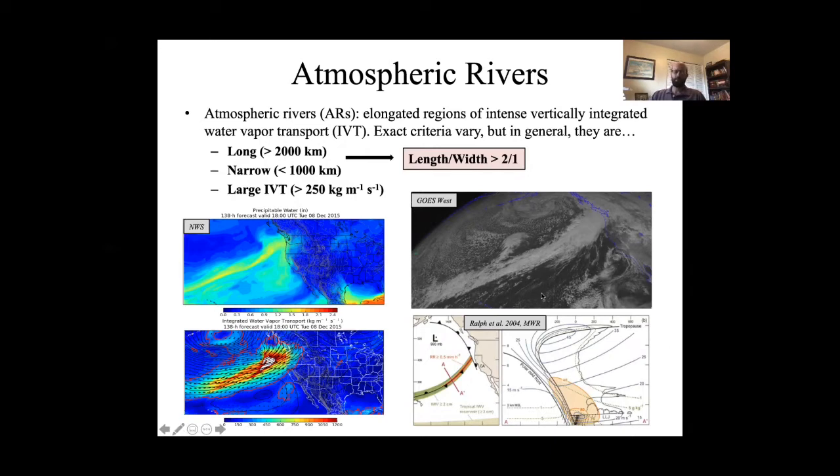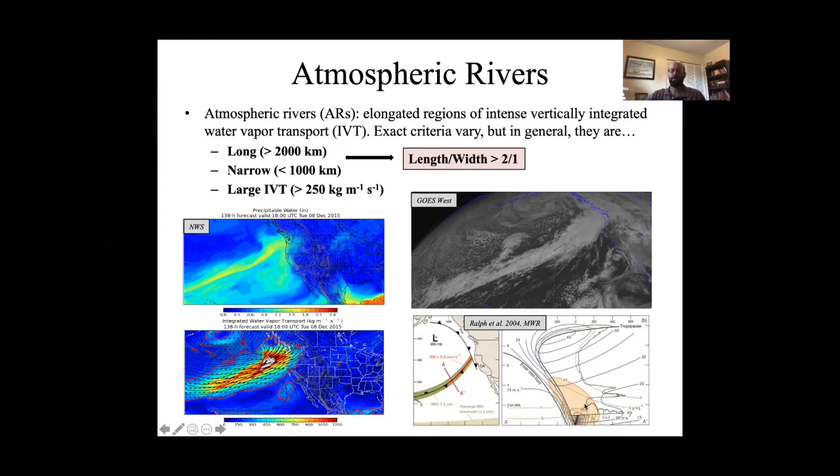So here are just a few different visualizations of ARs in these various panels. In the upper left is integrated water vapor, or precipitable water, as you may be used to hearing. The bottom left is integrated water vapor transport. Top right is satellite imagery. And the bottom right is a schematic, which is mainly here to highlight the fact that the majority of water vapor transport within these features occurs very low in the atmosphere, within the first kilometer or two by elevation.